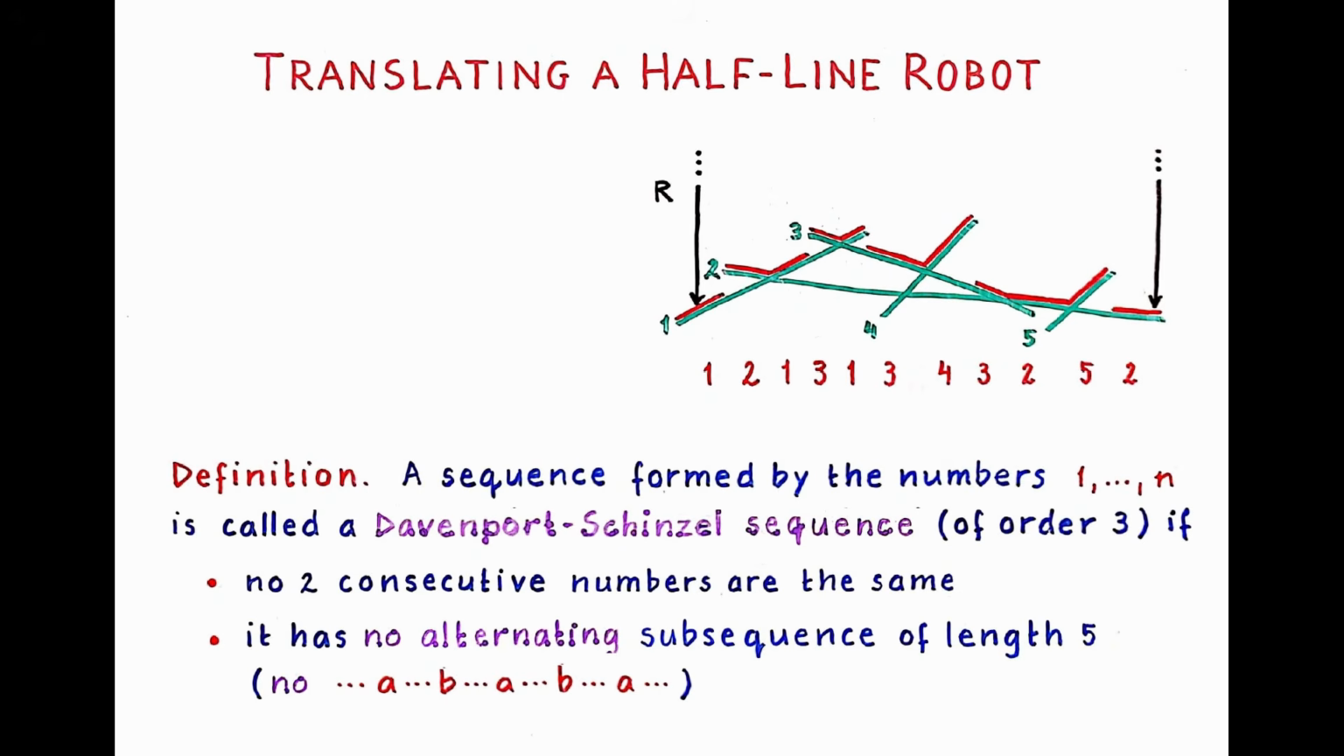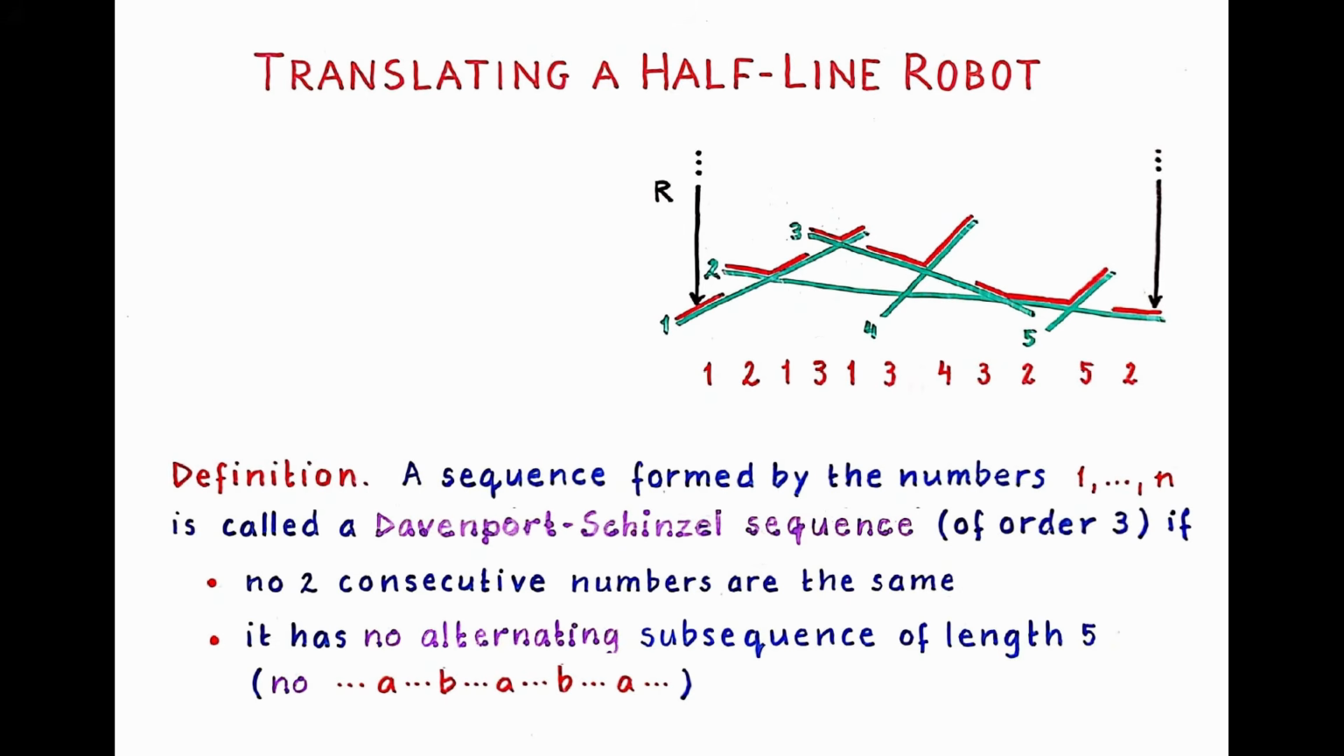And then our original question, what is the number of illuminated subsegments, is just: what is the maximum length of such a sequence, which is called a Davenport-Schinzel sequence? Because the number of elements here is the same as the number of illuminated subsegments.